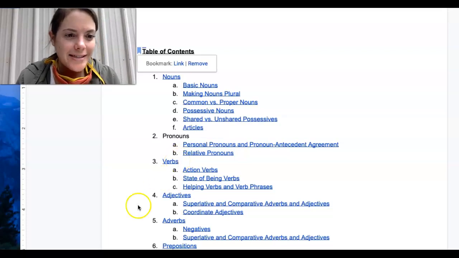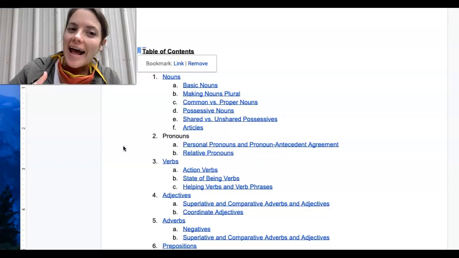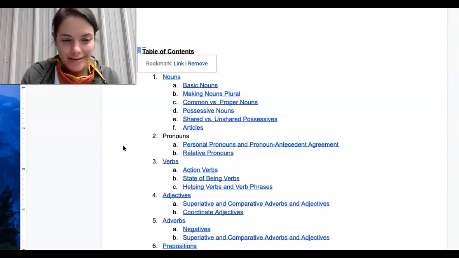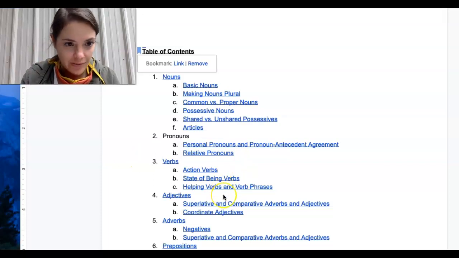Hey guys, so today we're going to move on from our, well, not move on, but add something else to our phrases and clauses. So we've been talking about how phrases don't have a subject and verb, and clauses do have a subject and verb. But there's actually two different types of clauses, and it's important for us to know the difference between those.